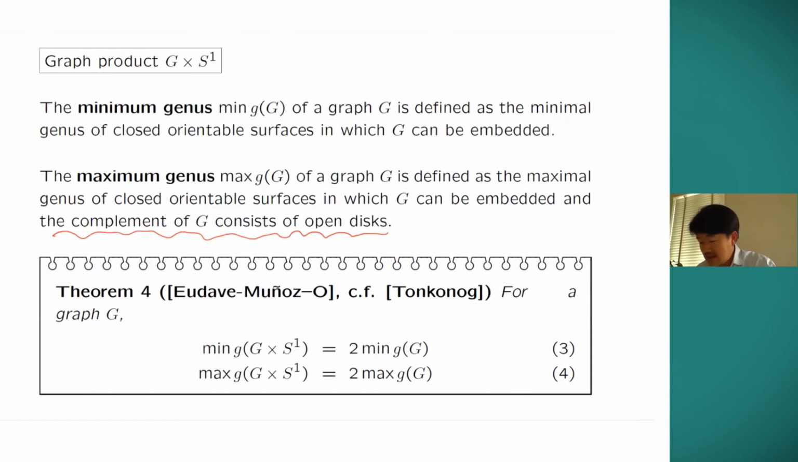Then we obtain the next theorem. For a graph G, we consider G times S1. This is a multibranched surface. The minimum genus of G times S1 is equal to twice the minimum genus of G. So the minimum genus and maximum genus are twice the minimum genus and maximum genus of the graph. Almost this result was proved by Tonkon.